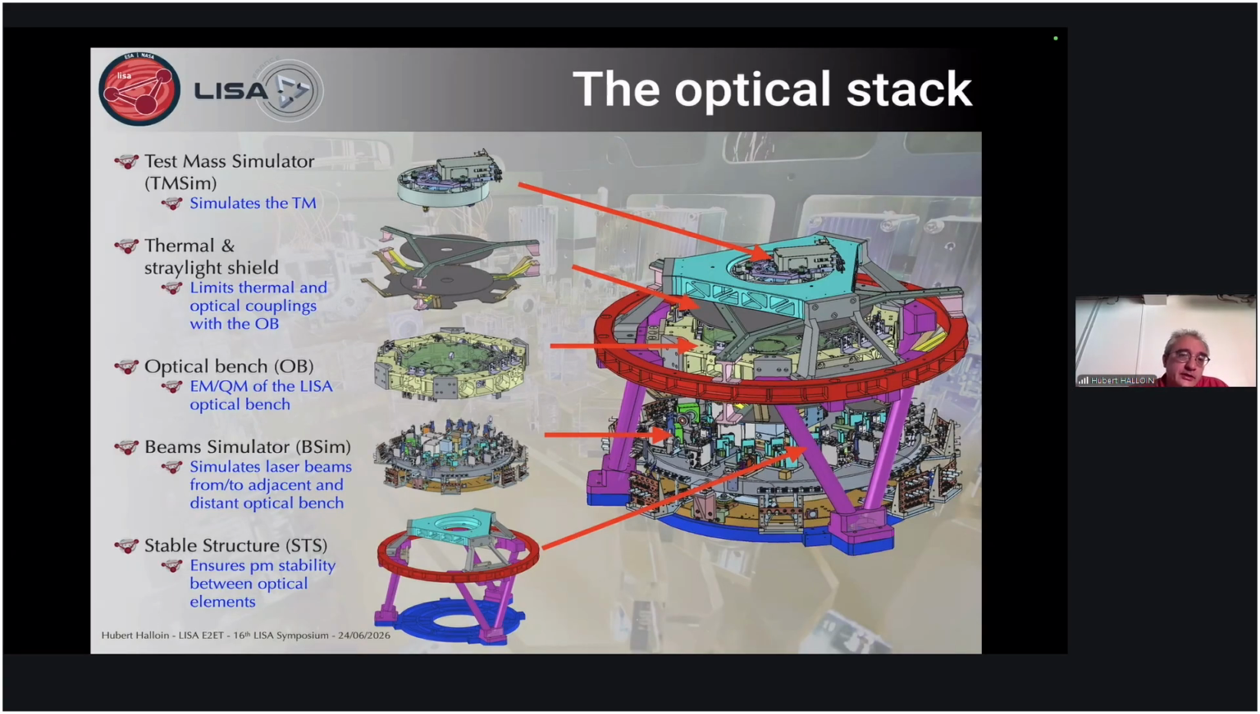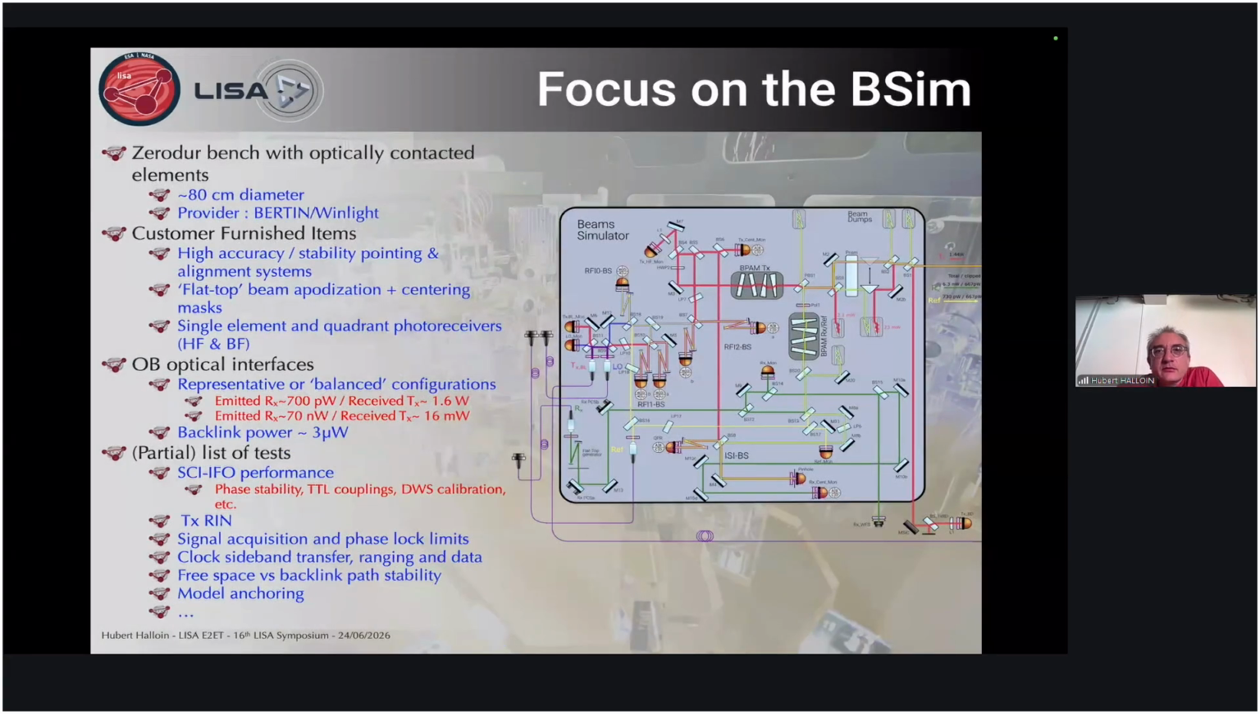And of course, to link everything together, we have a stable structure that has to be extremely stable, because in the end, we want to perform picometer stability measurements between these different components. So let's make just a quick focus on the beam simulator itself.